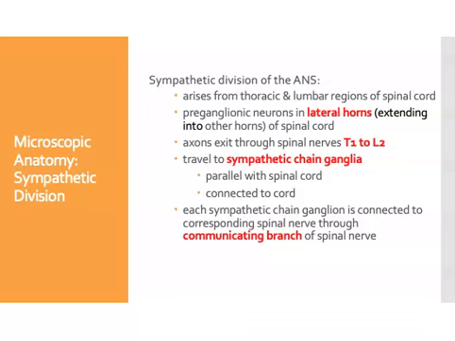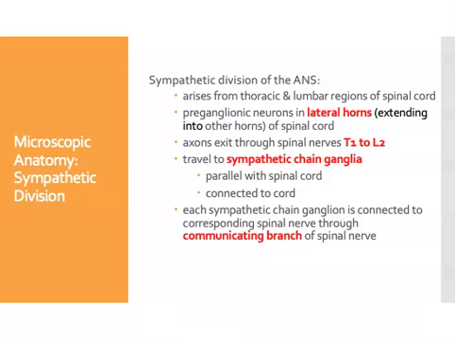So let's switch gears now and look at the microscopic anatomy of these autonomic divisions. We'll start with the sympathetic side. So the sympathetic division of this autonomic nervous system is arising from two regions of the spinal cord, the thoracic region and the lumbar region. The preganglionic neurons are coming from the central nervous system. The cell body is going to be in the central nervous system, specifically in the lateral horns.